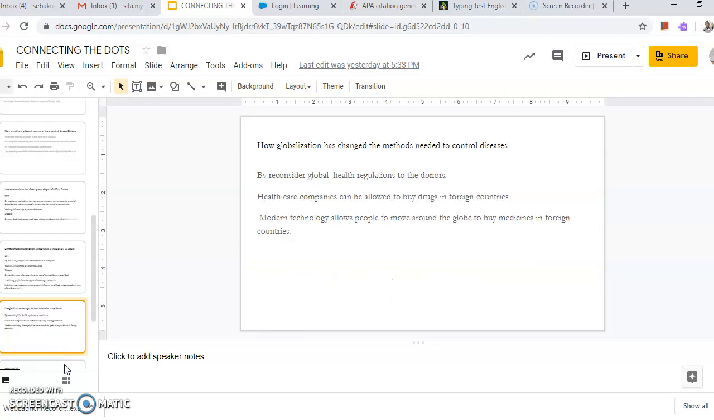How has globalization changed the method needed to control disease? By considering global health regulation for the donors, healthcare companies can be allowed to buy drugs in foreign countries. Modern technology allows people to move around the globe to buy medicine in foreign countries.